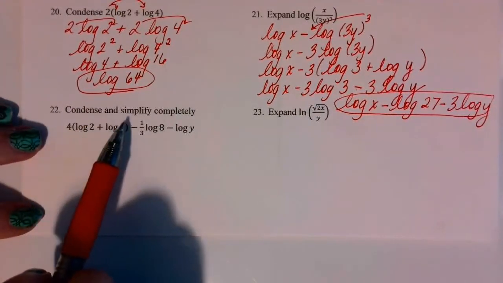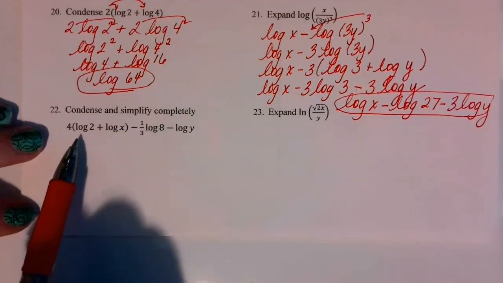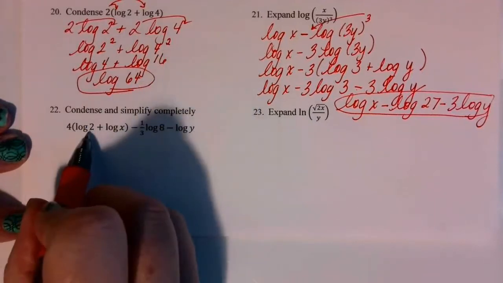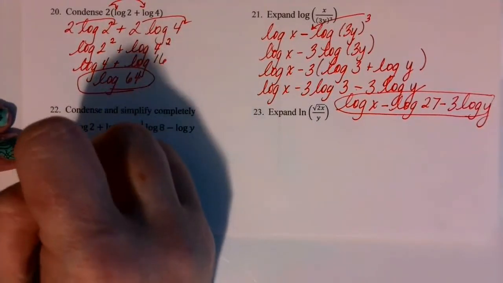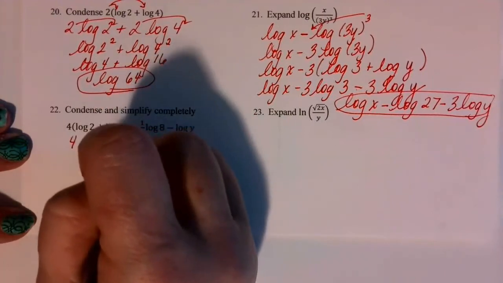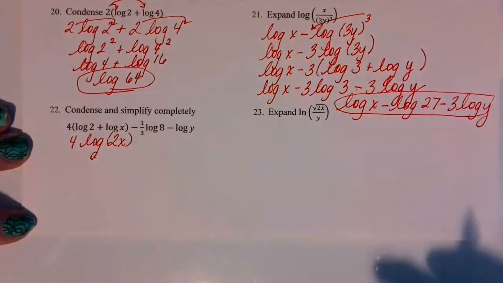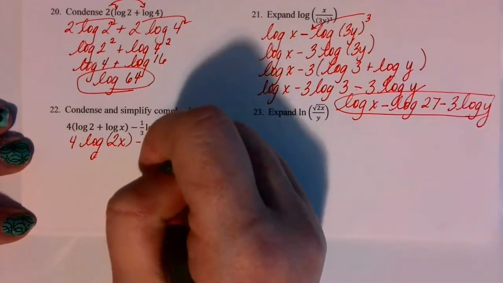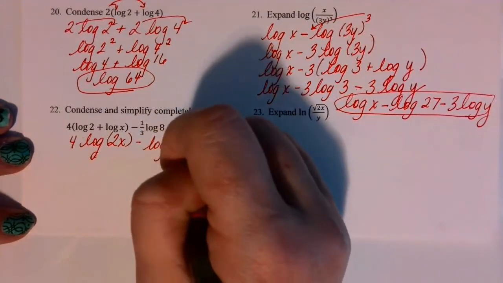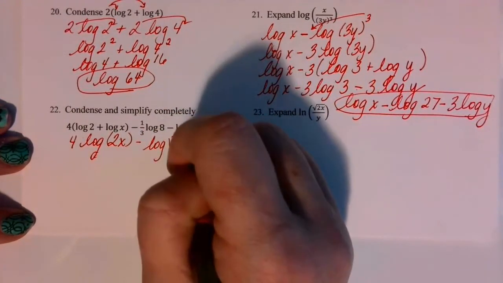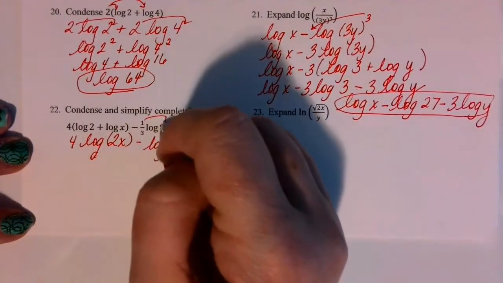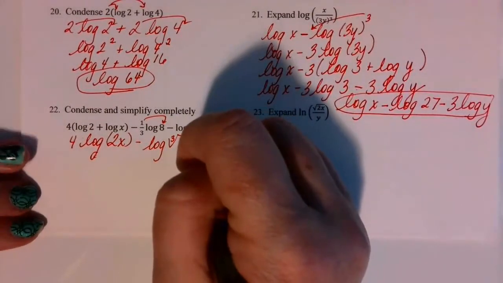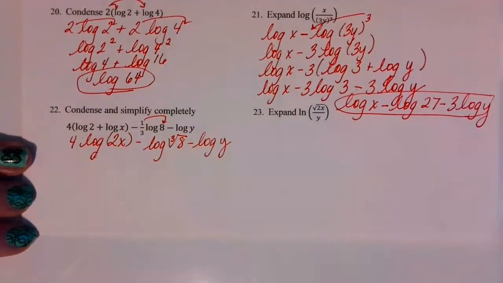Okay, in number 22, we want to condense this expression into a single log. So we'll go ahead and use the product property to combine that to a log of the quantity 2x. And then we have, using the power property, the log of the cube root of 8, making that 1/3 power on the 8. 1/3 power is the same as a cube root, and then that's minus the log of y.